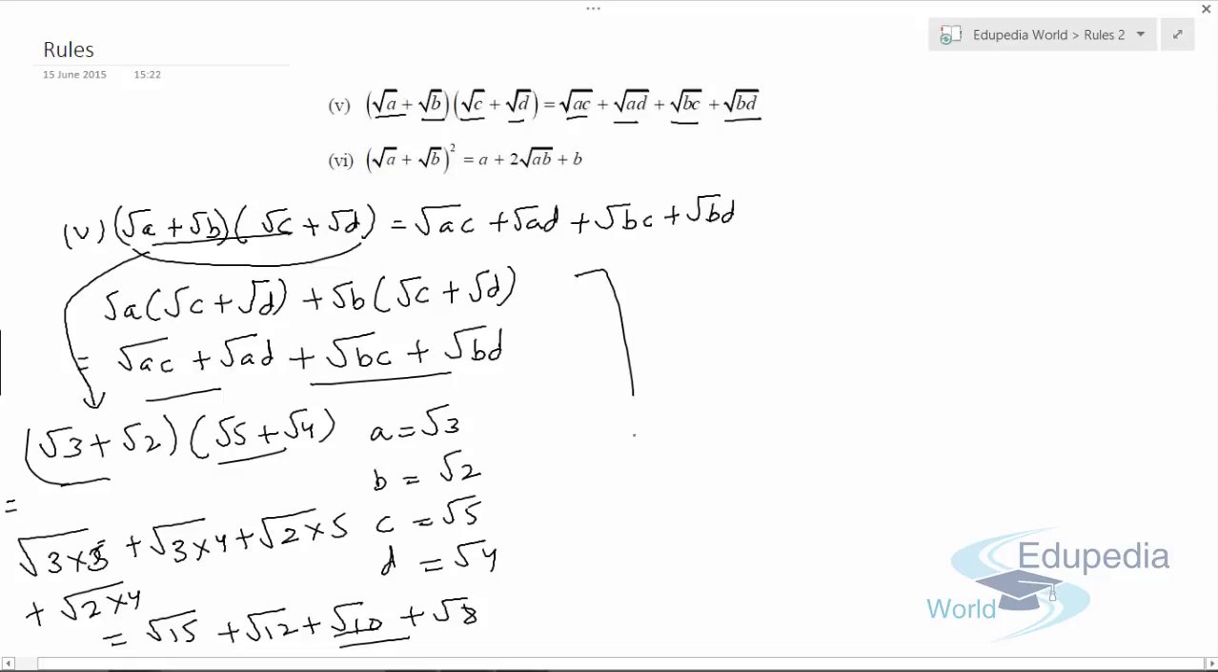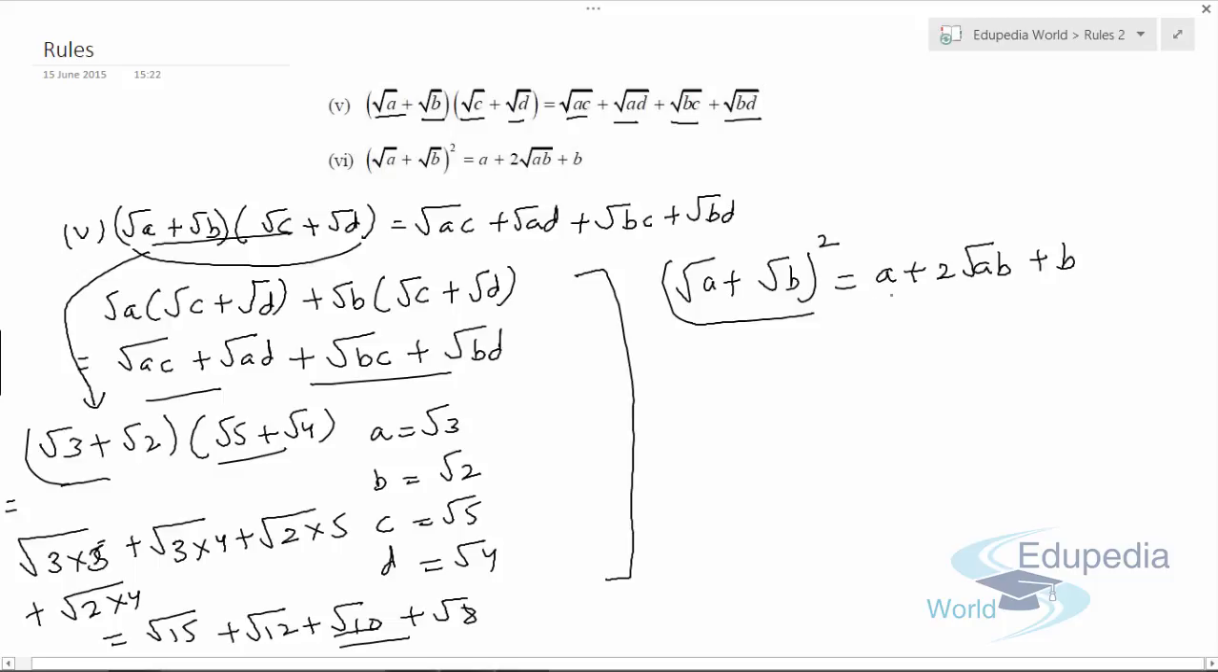Let's discuss another rule, which is (√a + √b) whole square equals a + 2√ab + b. We can clearly see that we can apply identities as we discussed in polynomials. The identity is (a + b) whole square equals a² + b² + 2ab. So we can directly apply the identity. Over here a will become √a and b will become √b.